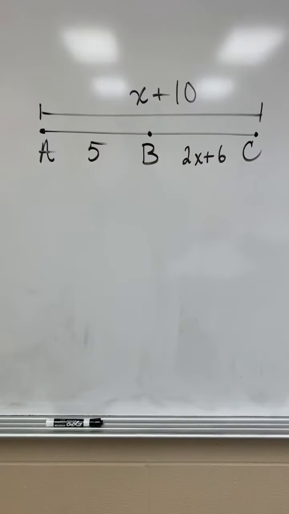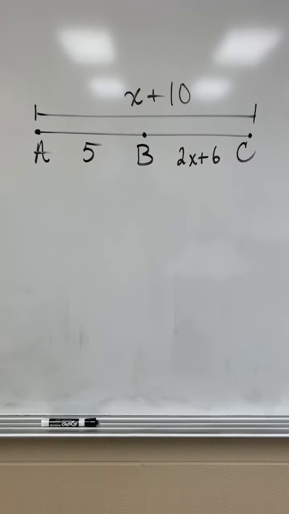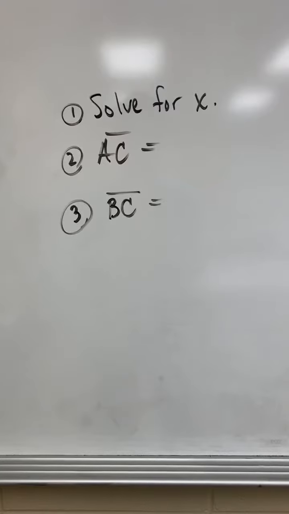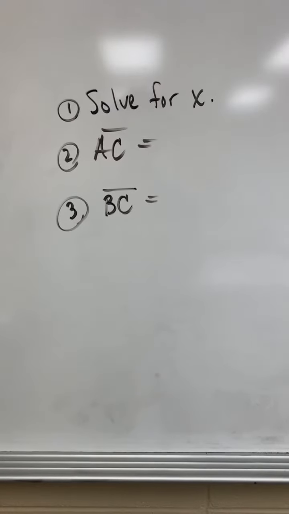So this is that example that I was talking about yesterday, where the statement will get you through the problem. The statement itself can help you figure this all out. So we're going to solve for x, which is the missing variable. And from that variable, we can find out the segment AC and the segment BC.